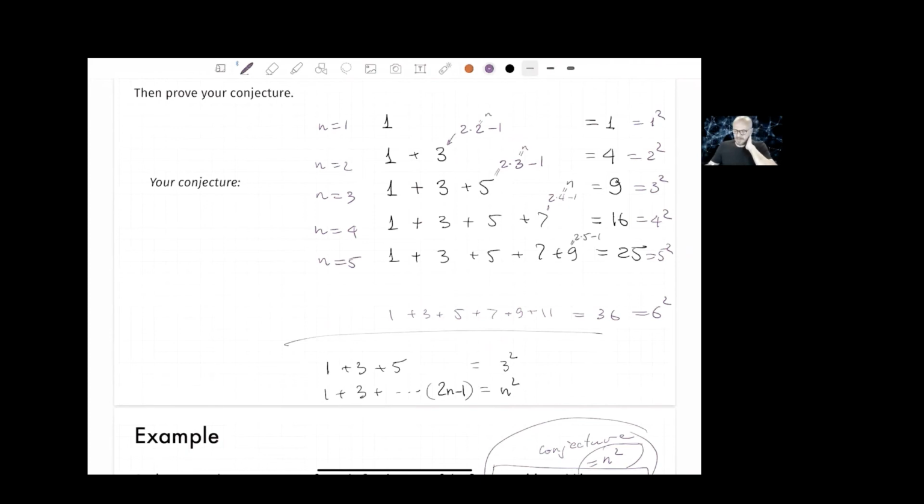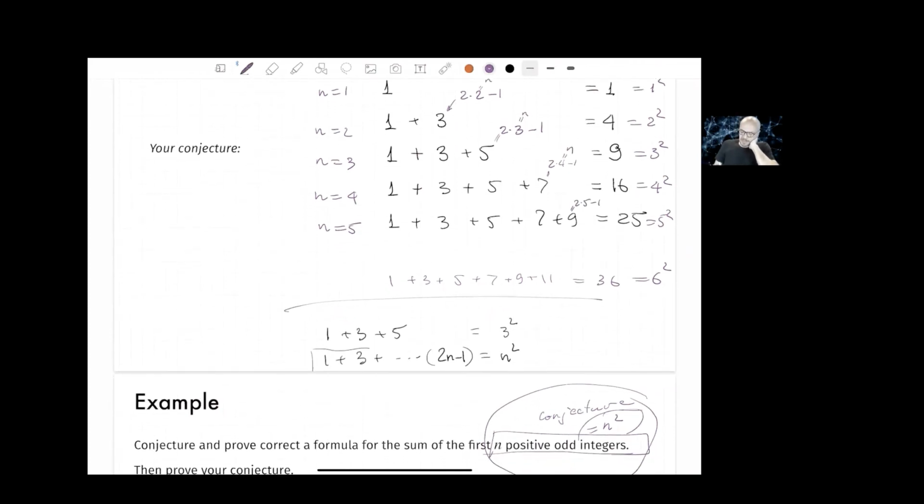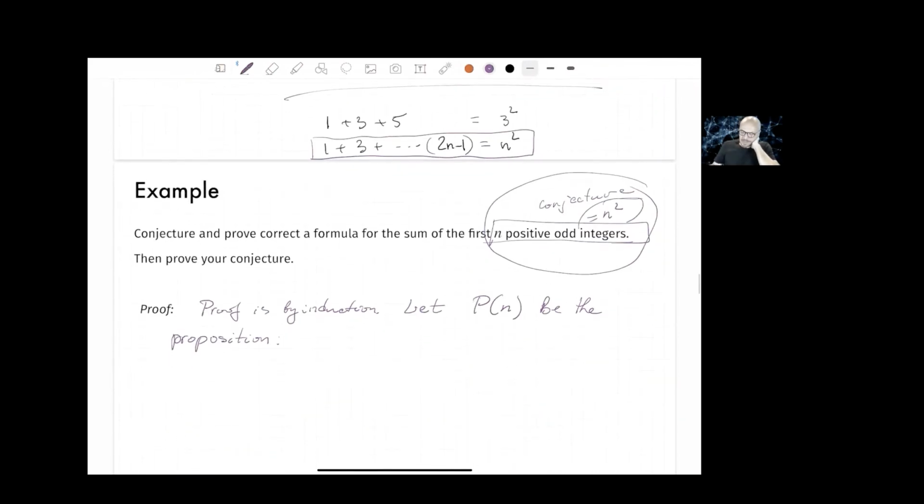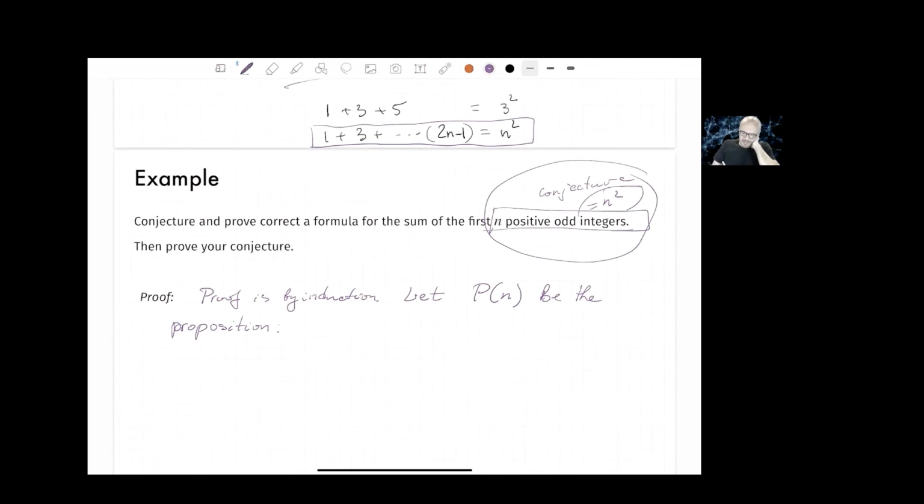That's the n. Anyway, that's my expression. That's going to be my Pn. It took me some effort to figure that out too, but that wasn't really figuring anything out. It's just recognizing what this stands for. So let Pn be the proposition 1 plus 3 plus blah blah blah.